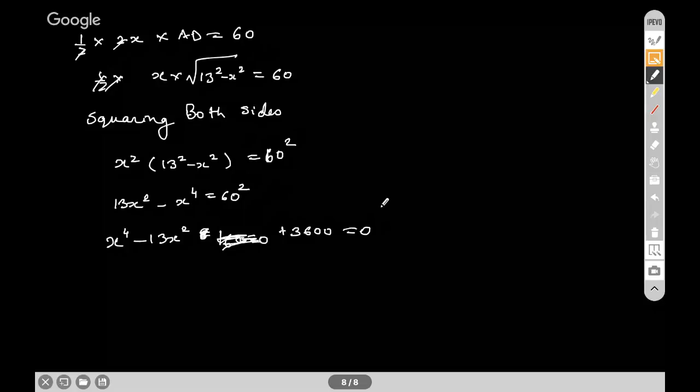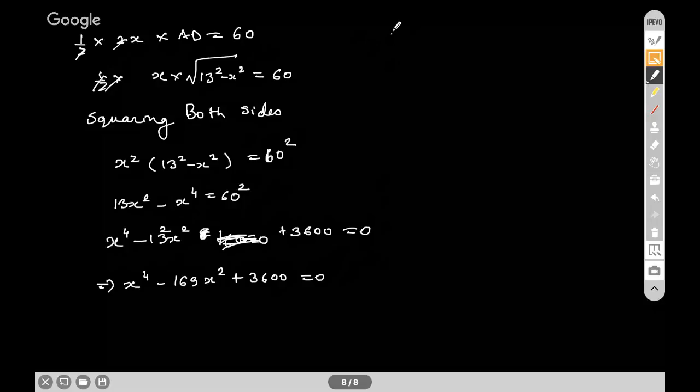So please be very, very careful. Oh, this is also 13 square, right? So please be very, very careful when you are doing this. So hence it is nothing but x to the power 4 minus 169x square plus 3600 equals 0. Okay, so again, either you can go for quadratic formula thing, and also it is a biquadratic equation.